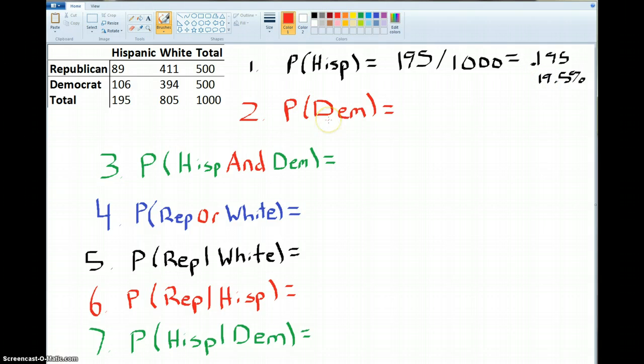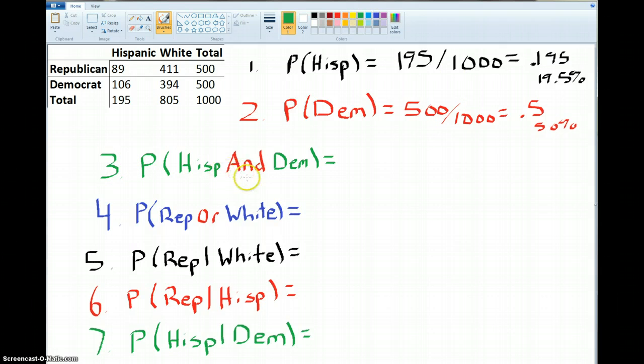What would be the probability that we select a Democrat if we just randomly selected one person? Well, there's 500 total Democrats out of the 1,000 people. So we'd get 0.5 or 50% if you wanted a percentage. Sorry, paint's a little hard to write neat in. I'm doing my best here.